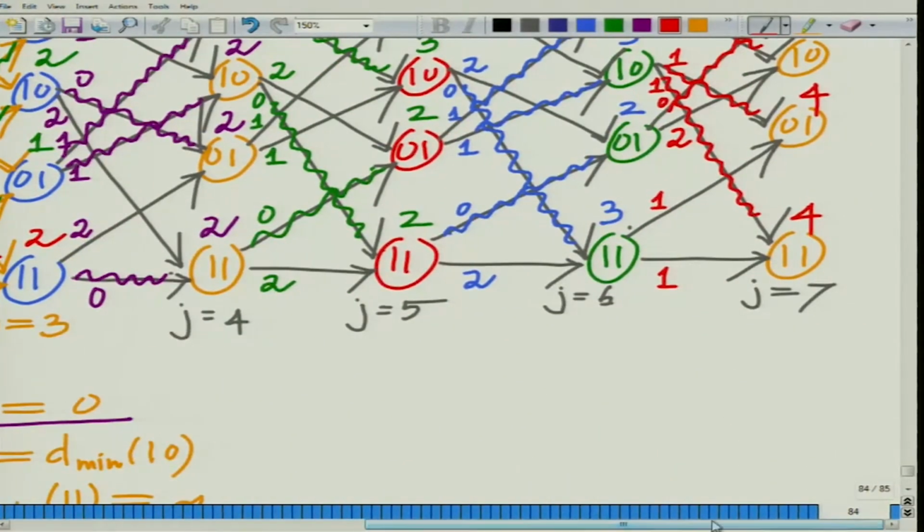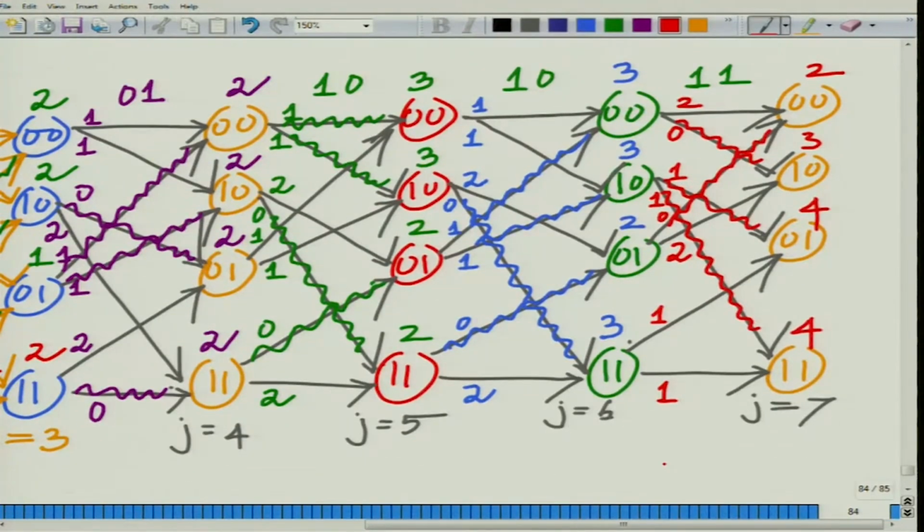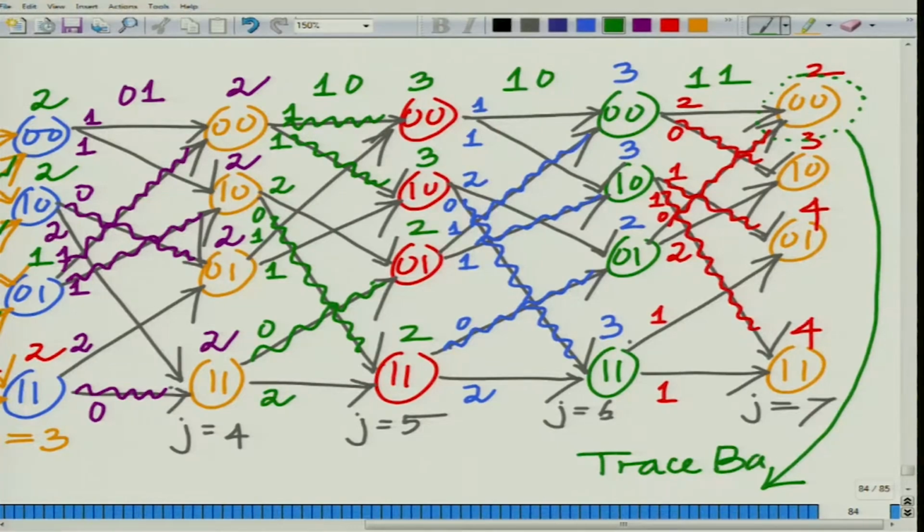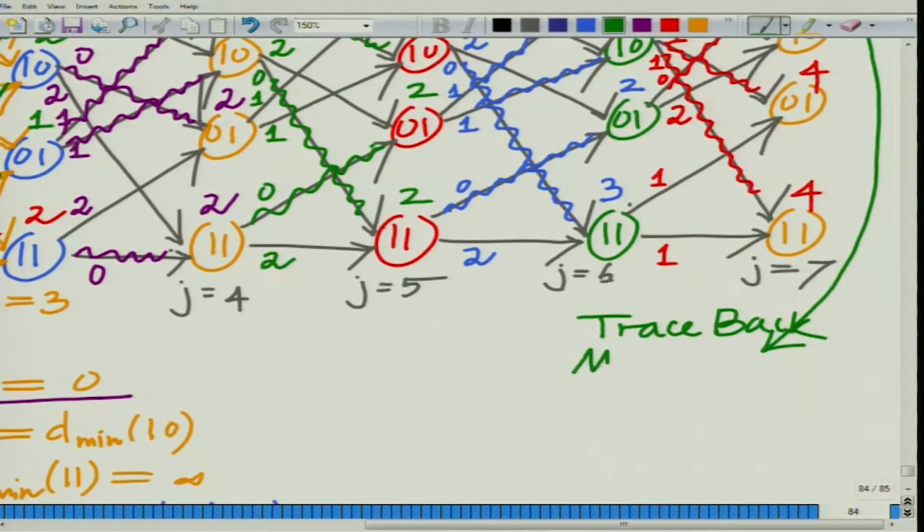And now you see at the final state we choose the one that has the minimum distance. The one that has the minimum distance is basically 0 0, and therefore now we will trace back the path. At this point we will trace back the minimum distance path, because we have stored the minimum distance branch for every state. Trace back.